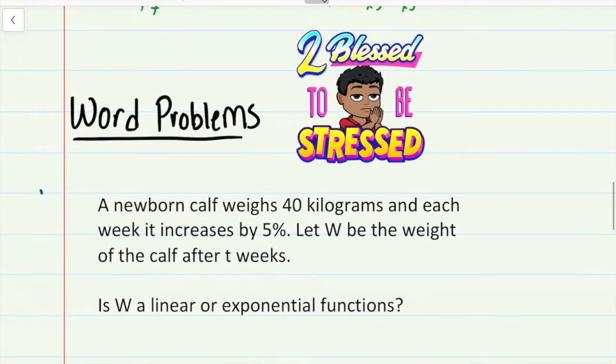Alright guys, so we got ourselves a little word problem here. We have a newborn calf, weighs 40 kilograms, and each week it increases by 5%. That's because the calf is growing, correct? Let W be the weight of the calf after T weeks.